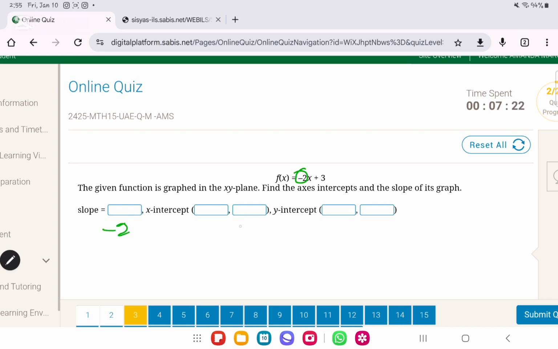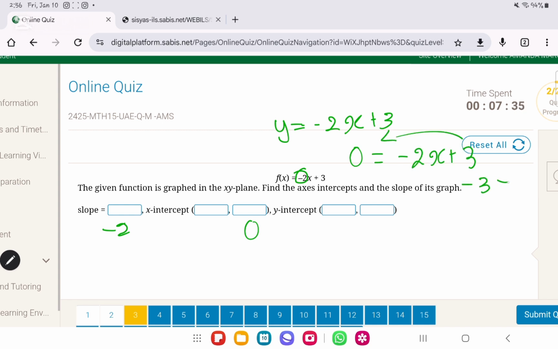Now the x-intercept is when y is equal to 0. So the equation is y is equal to minus 2x plus 3. Substitute y by 0. 0 is equal to minus 2x plus 3. Move it to the other side. Minus 3 is equal to minus 2x. So then x is equal to 1.5.